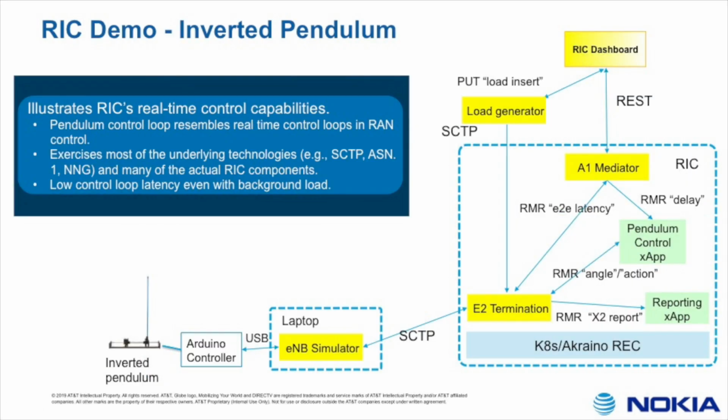We demonstrate the platform capabilities using an inverted pendulum. Like the control of a RAN function, the control of the inverted pendulum is implemented as an xApp and requires low end-to-end control loop latency. The demo uses the same platform required in RAN control, including SCTP and ASN.1 encoded messaging. Inside the RIC, the policy-driven messaging is used to route the messages.